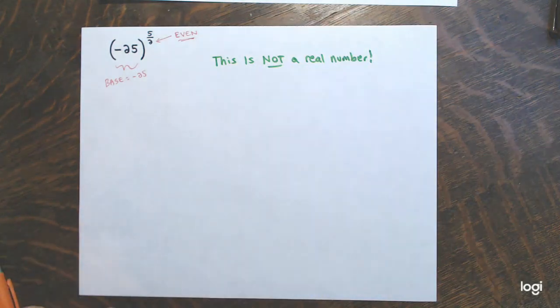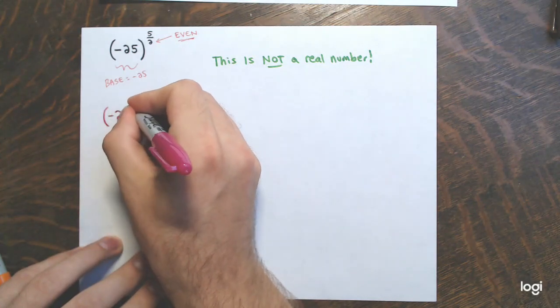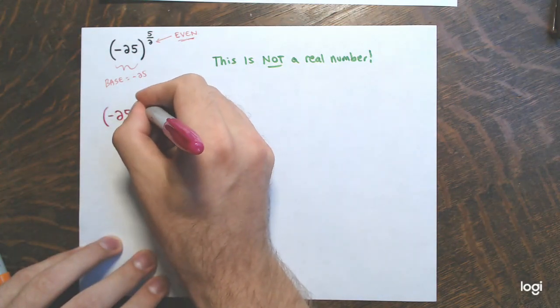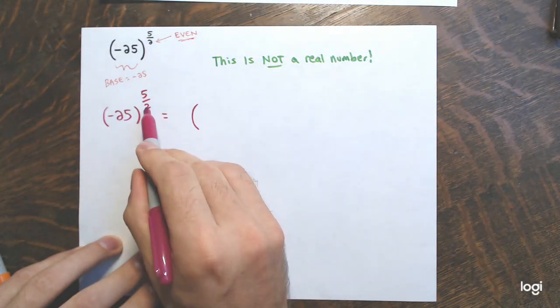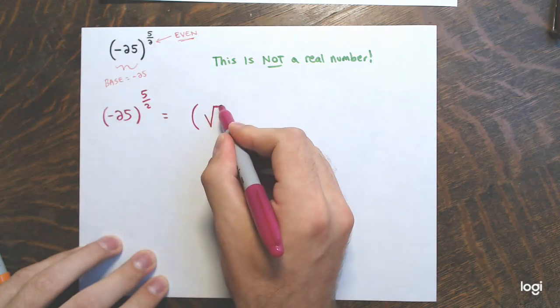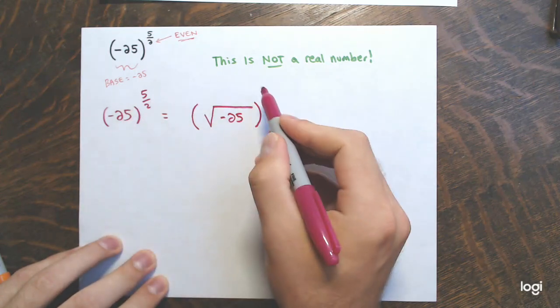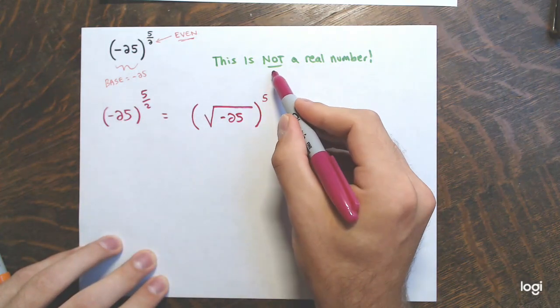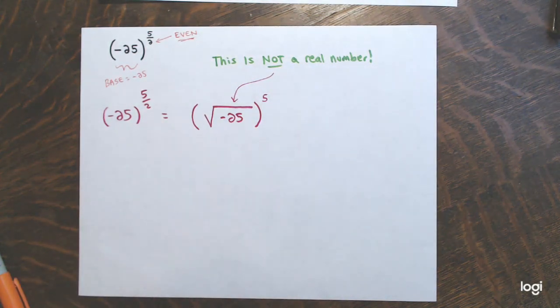Now, if you wanted, maybe you didn't see that right away, you can try doing it the way I've been doing it, writing it as a radical. First I'd be taking the square root of the base, the square root of -25, because the denominator is 2, and then raising that to the 5th power on the outside. But hopefully at that point you're seeing the square root of a negative, an even root of a negative radicand, is not going to be a real number.